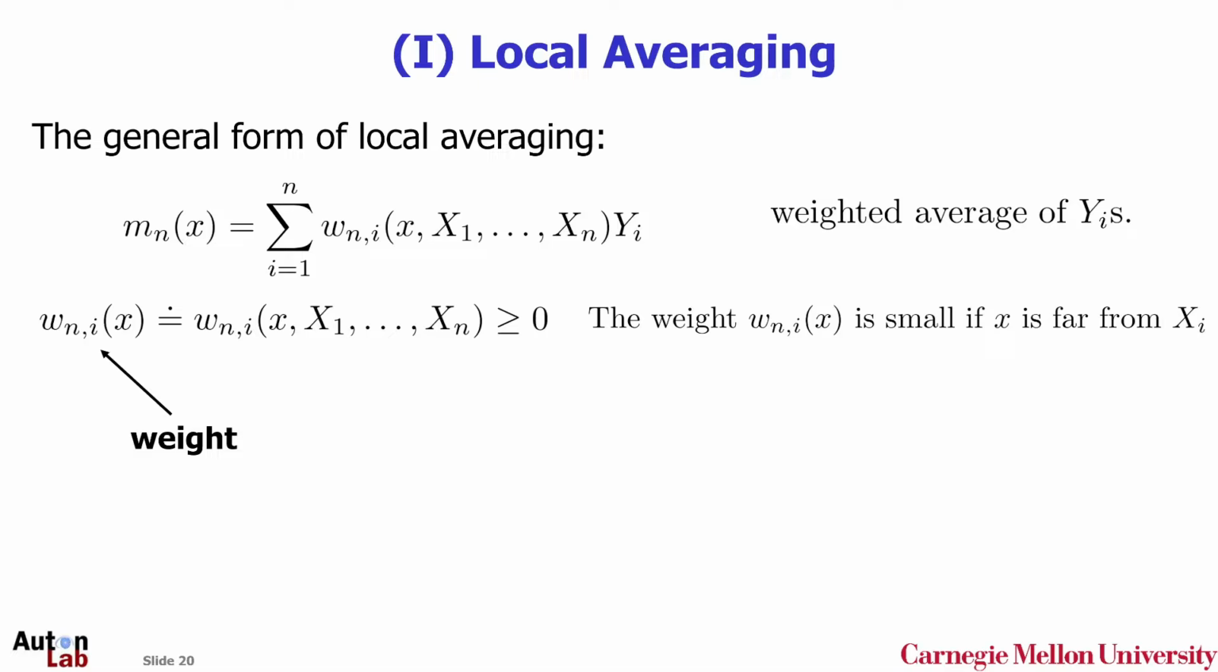The general form of local averaging is very simple. At any point x, we define a non-negative weight function Wn,i. As you can see, this weight function can depend on the training inputs x1, x2, and so on up to xn. The predicted value at location x, mn(x), is simply just the weighted average of the labels with these Wn,i weights. We want to construct weights in such a way that the weight Wn,i(x) is small if x is far from xi and large when x is close to xi. Let's see some concrete examples for this.